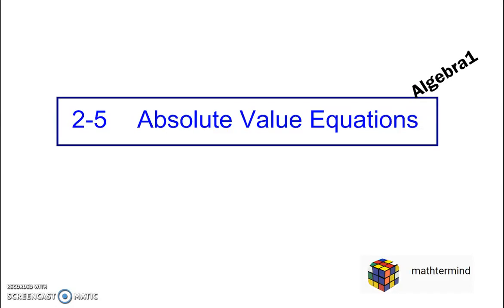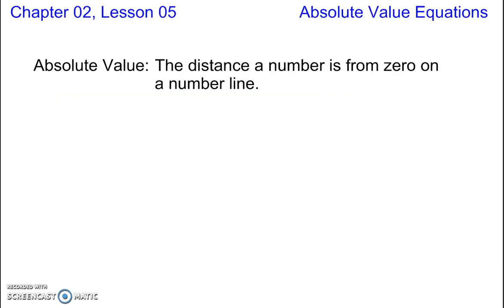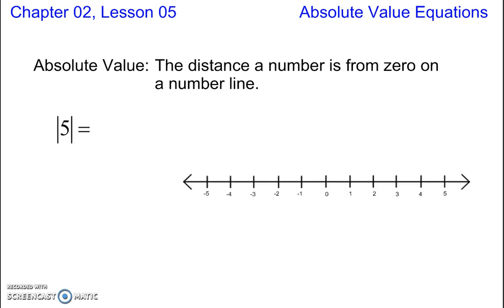Alright, here we go. Algebra 1, Chapter 2-5, Absolute Value Equations. Lots of fun here. Absolute value, the distance of a number from 0. Okay, remember, a distance can never be negative, so absolute value is always positive.